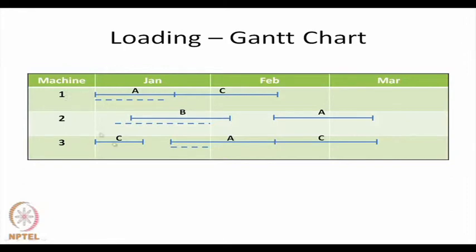So, this diagram shows how the different machines are loaded at different points of time, and we can see that, for example, here machine 2 is not being utilized fully, or that machine 3 is not being utilized fully. Once again, as before, the firm lines indicate the planned schedule and the dotted line indicates how things have actually happened.